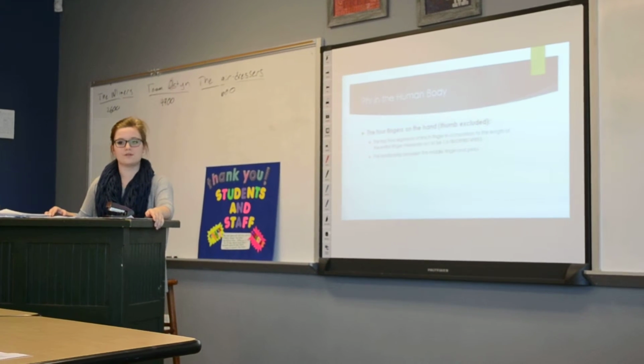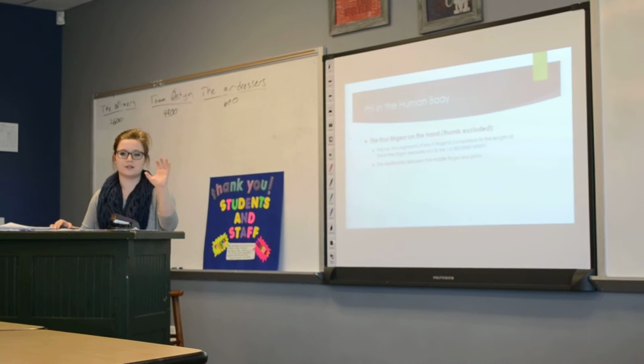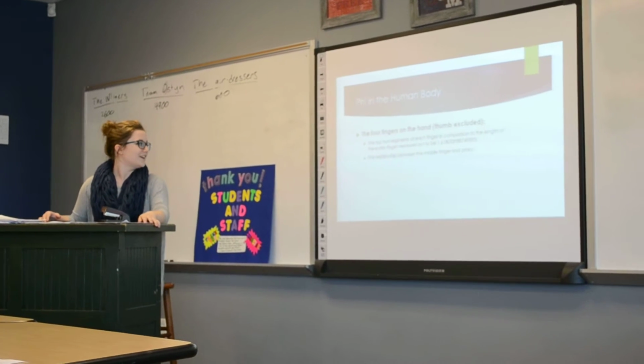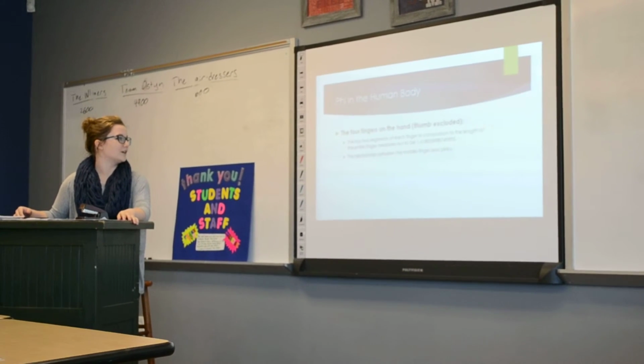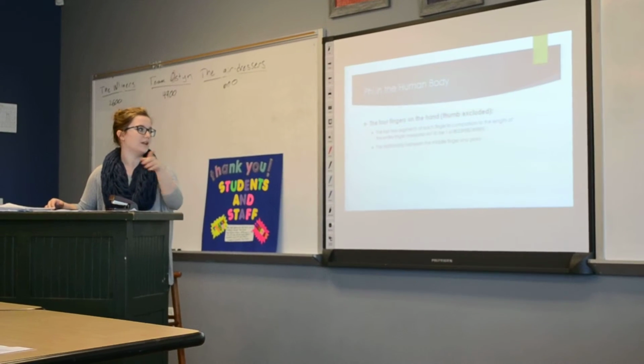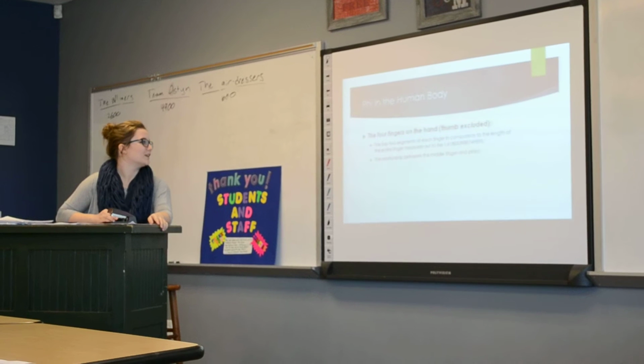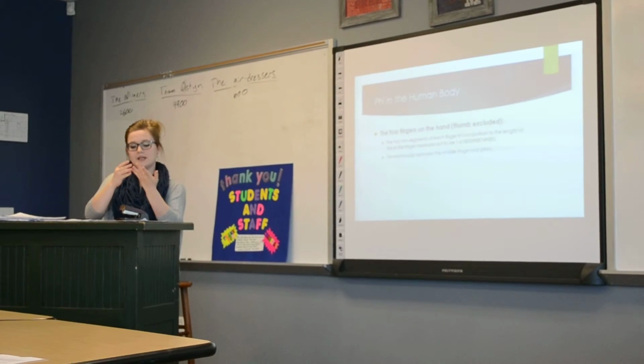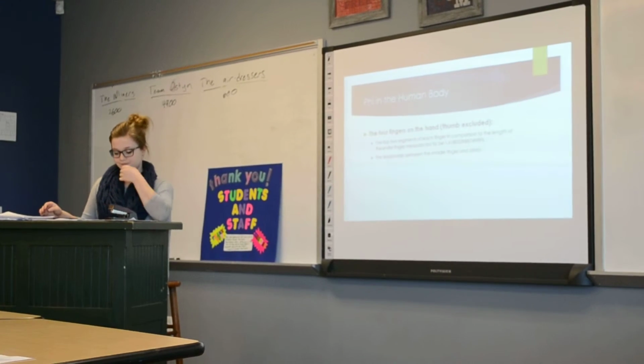Then we have the 4 fingers on the hand, which doesn't include the thumb because the thumb is weird. The top 2 segments of each finger in comparison to the length of the entire finger measures out to be 1.618. And the relationship between the middle finger and the pinky is also the 1.6 ratio.